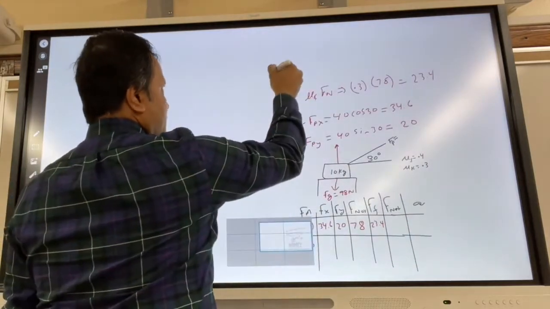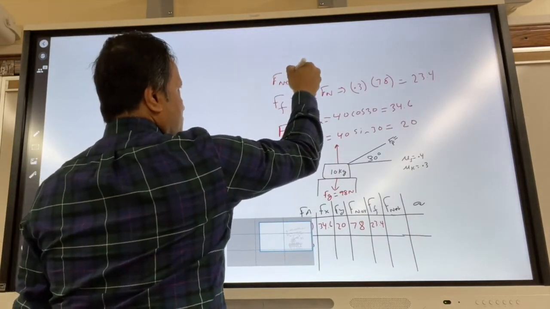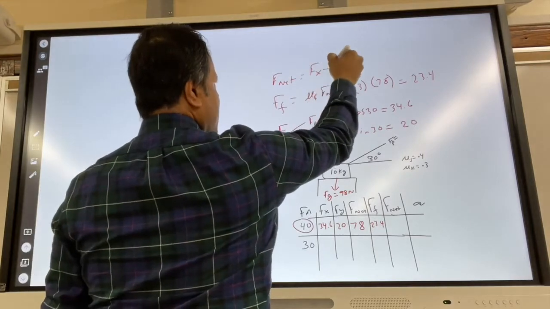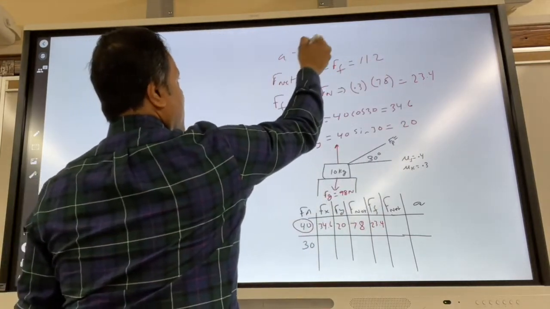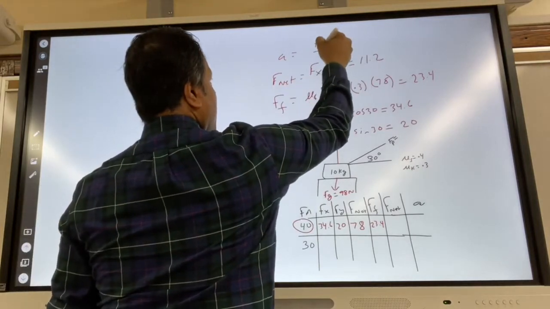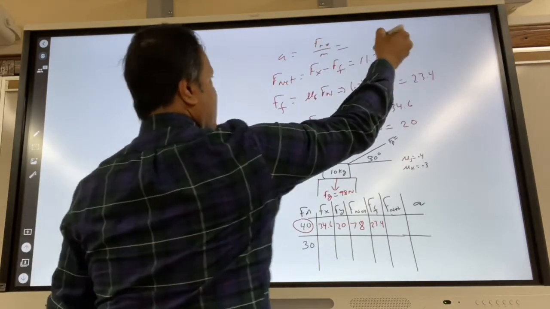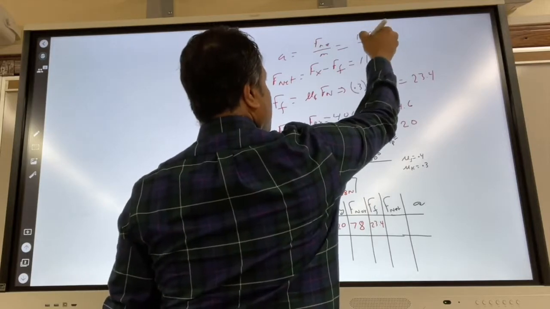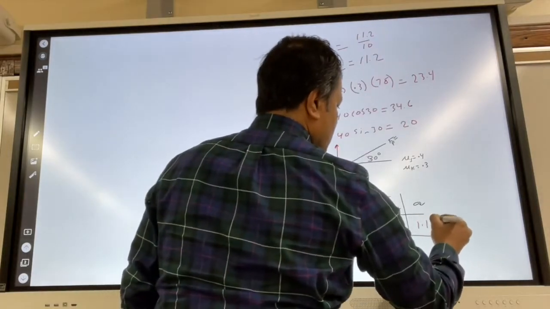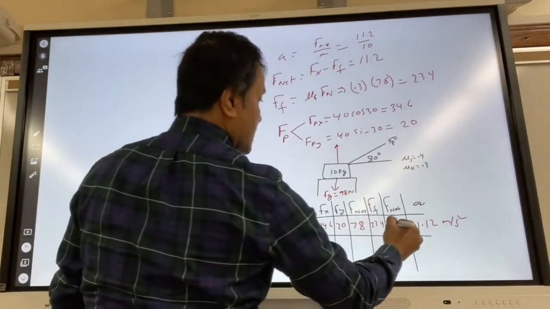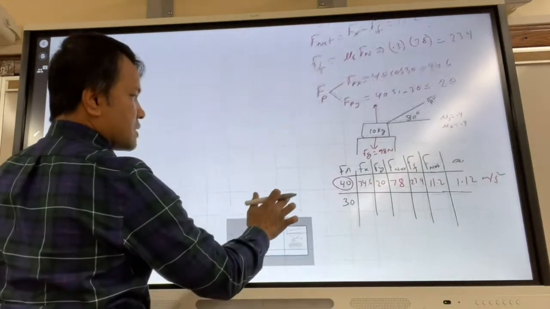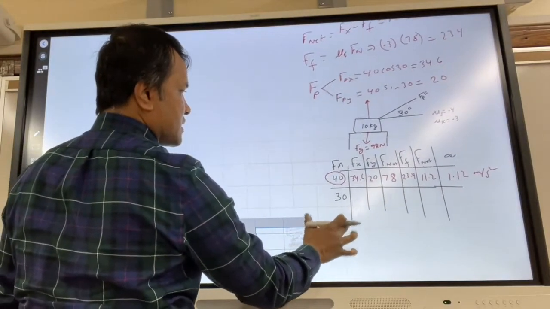So let's see the net force. F net would be Fx minus Ff. So acceleration would be F net over mass. So F net would be 11.2, mass is 10, so 1.2 meter per second squared. And this is 11.2.